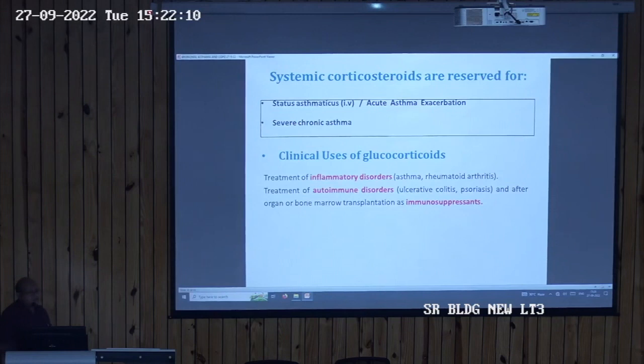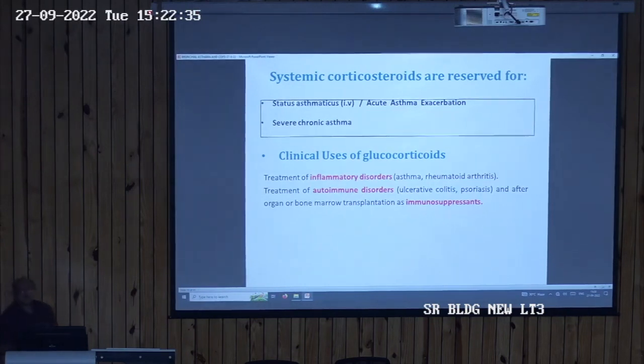So systemically you want to give steroids. In that case you have to judge and find out whether it is a case of status asthmaticus or an acute asthma exacerbation where you can give corticosteroids, and another is severe chronic asthma. So finally, if you classify where we can give, it is the inflammatory disorders, autoimmune disorders, and immunosuppressants.